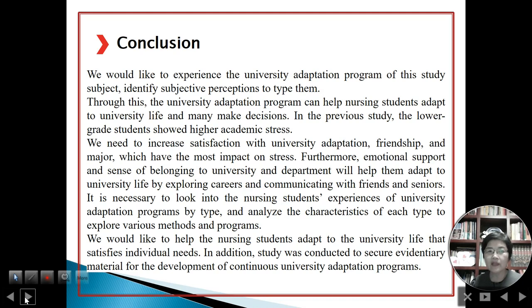Furthermore, emotional support and a sense of belonging to the university and the department will help them adapt to university life by exploring careers and communicating with friends and seniors. It is necessary to look into nursing students' experience of the university adaptation program by type and analyze the characteristics of each type to explore various methods and programs. We would like to help nursing students adapt to university life in ways that satisfy individual needs. In addition, the study was conducted to secure evidential material for the development of university adaptation programs.